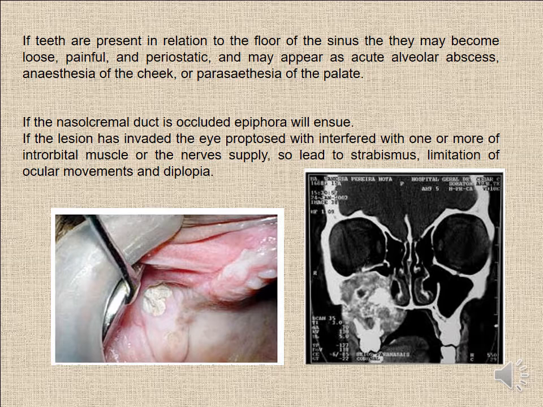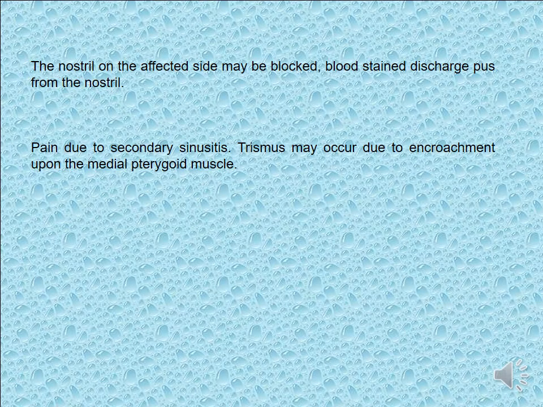If the lesion has invaded the eye, proptosis would interfere with one or more of the intraorbital muscles or the nerve supply, so leading to strabismus, limitation of ocular movement, and diplopia. The nostril on the affected side may be blocked, with blood-stained purulent discharge from the nostril. Pain is due to secondary sinusitis. Trismus may occur due to encroachment upon the medial pterygoid muscle.